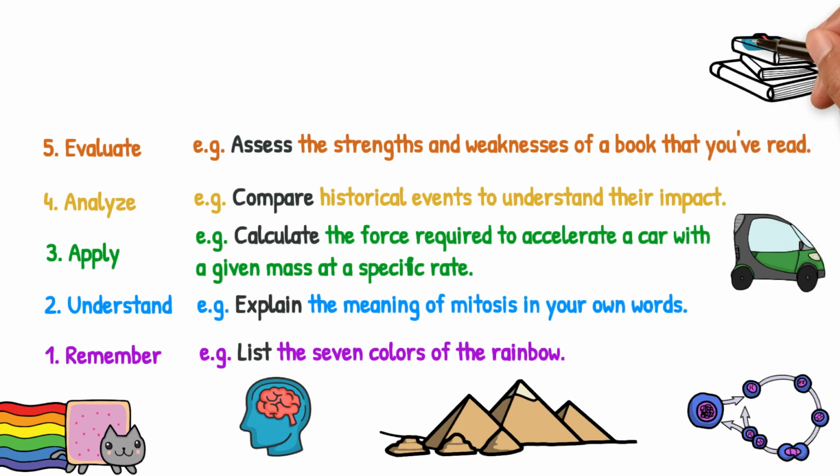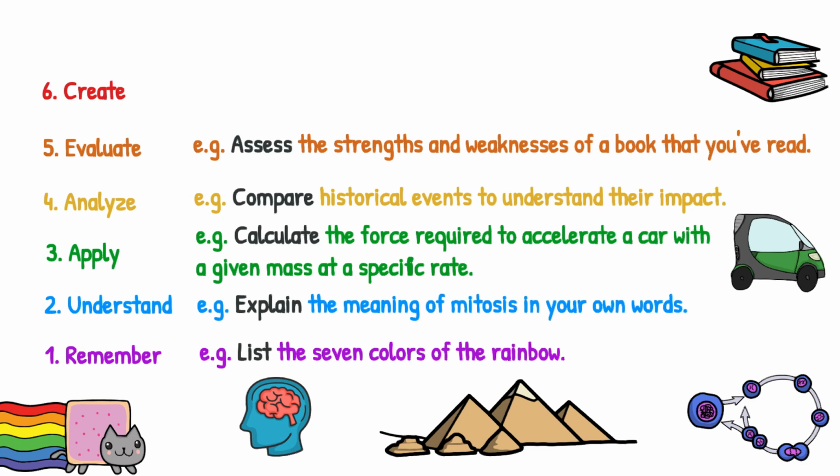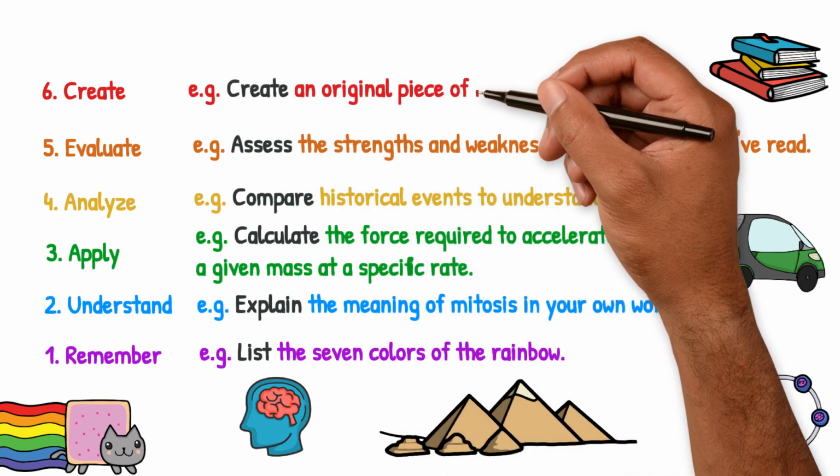And now we've reached the summit, the create level, the final level of Bloom's taxonomy, where it all comes together. At this level, you should be able to combine and reorganize different patterns and elements to form a coherent whole, a new pattern or an original thought. It's about unleashing your creativity at the highest abstract level. An example would be create an original piece of music or poetry.